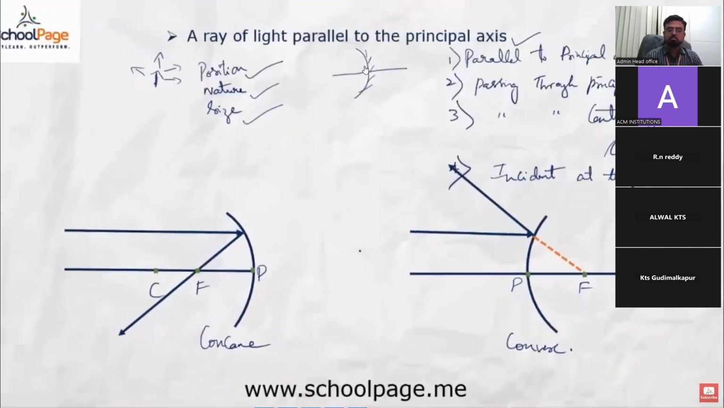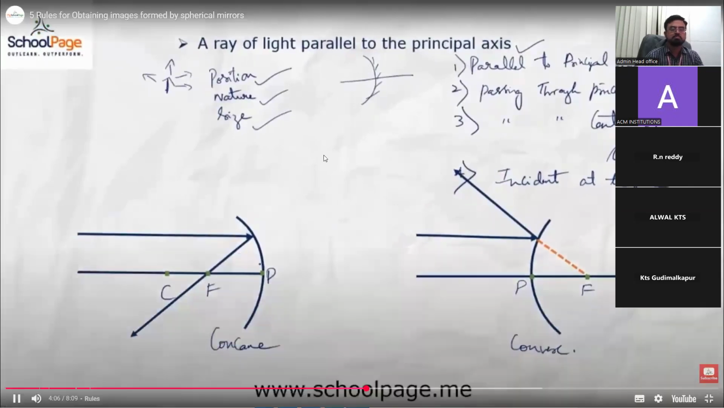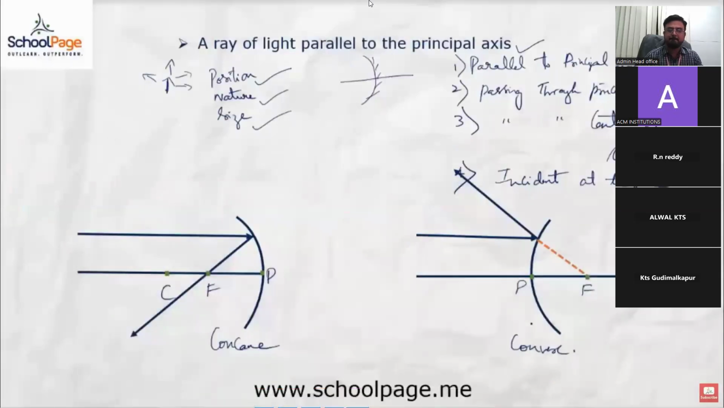The first rule is very clear that when a ray of light is parallel to principal axis for concave mirror, it passes through the principal focus. Whereas for convex mirror, a ray of light which is parallel to principal axis appears to diverge from the principal focus.